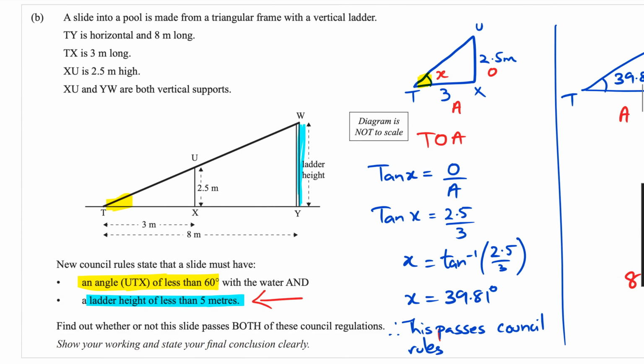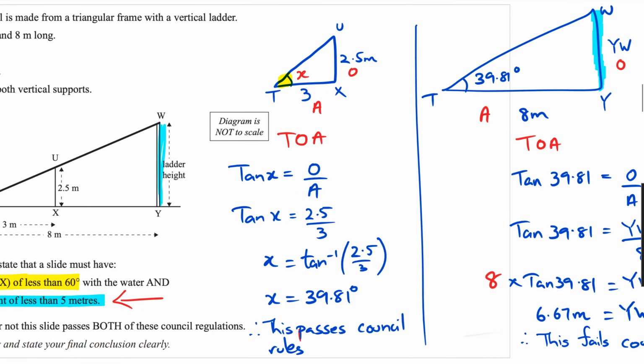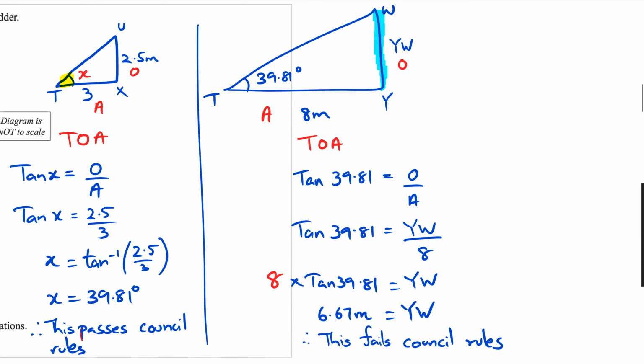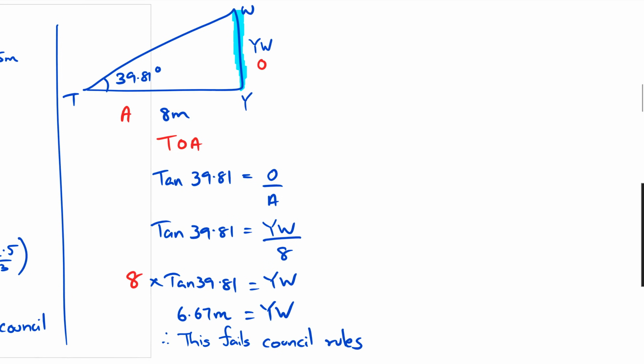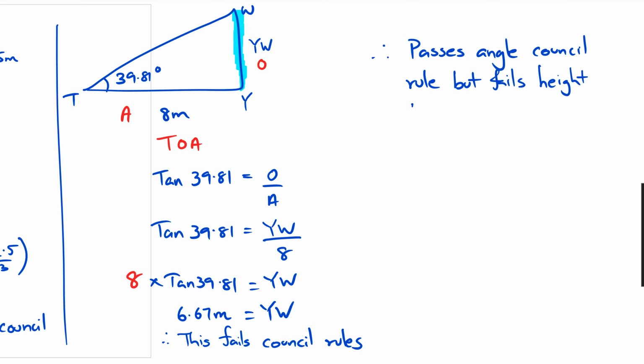Okay, so I think what our question stated was find out whether or not the slide passes both of these council regulations. And we've kind of said that here. We've said that it passes for the angle, but it doesn't pass for the height. So it's good just to write a little statement at the end. So we can say something like passes angle council rule, but fails height council rule, something like that, just to finish off the question.